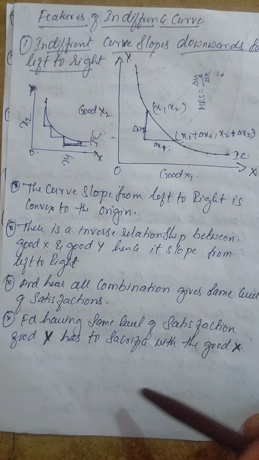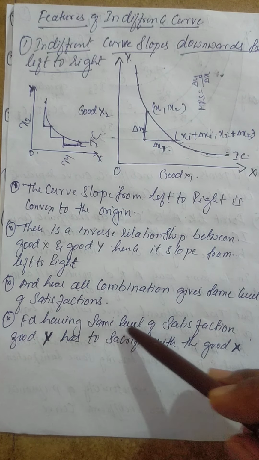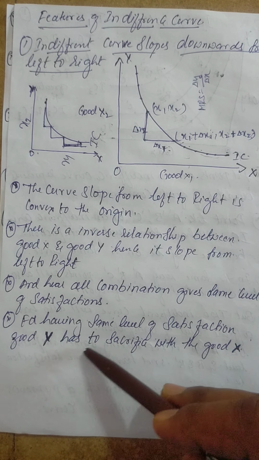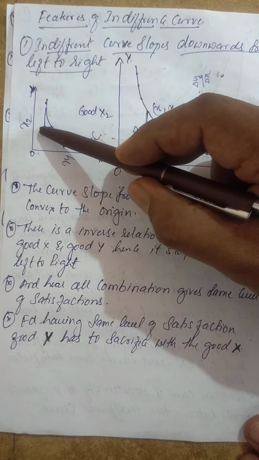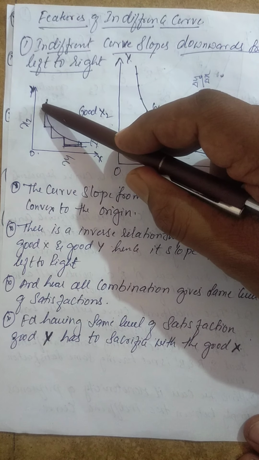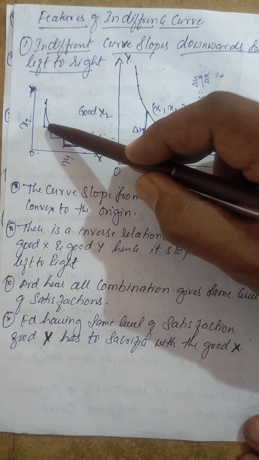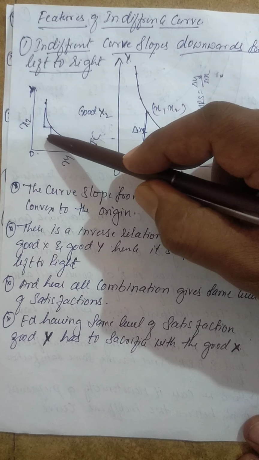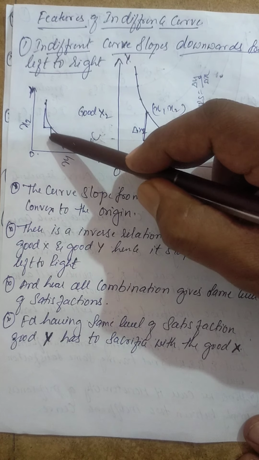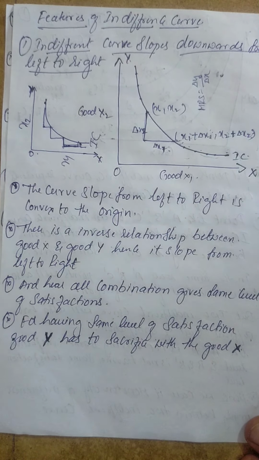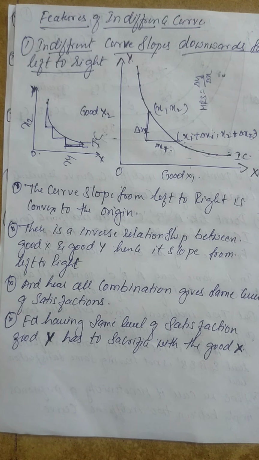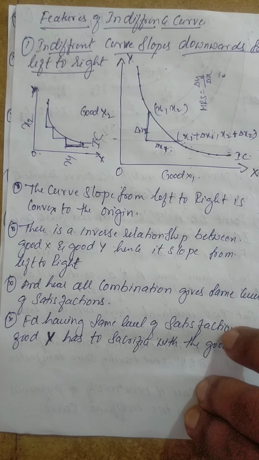Next, for having the same level of satisfaction, good y has to be sacrificed for good x. That is true. So this is good y and that is good x, or you can say this is good x2 and this is good x1. X2 is being sacrificed for x1. Whenever there is an increase, there is a decrease. There is increase, there is sacrifice. So this is about the slope of the indifference curve, sloping from left to the right.